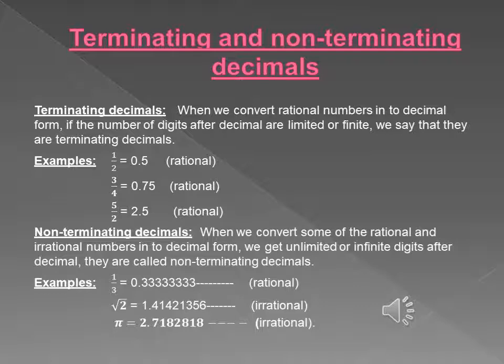For example, 1 by 3 is equal to 0.3333, and 3 is repeating infinite times. Similarly, square root of 2 is equal to 1.414213 and so on. e is equal to 2.7182818 and so on. So in all these numbers we see that after the decimal the digits are non-terminating.